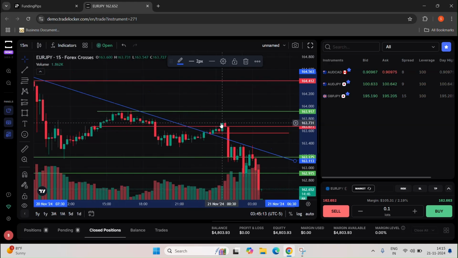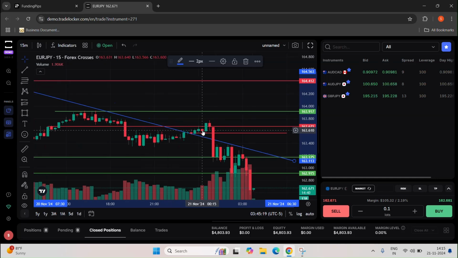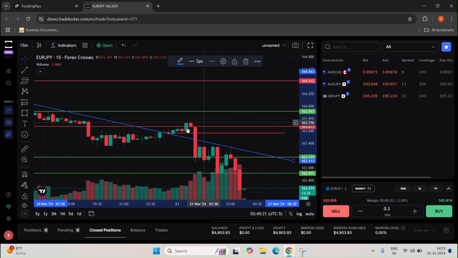Market went up. This was my stop loss. If I was wrong, my stop loss would have been triggered. But as per my analysis, I was right and market came down. From my particular level, you see market went down very sharply. Here was my entry point. Here was my target, and here was my stop loss.